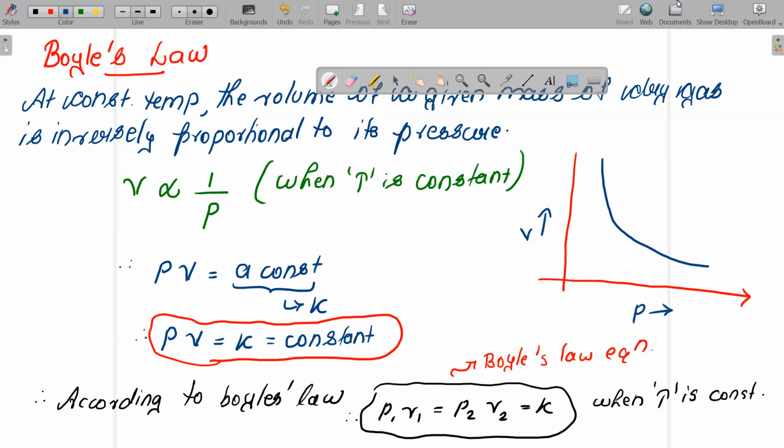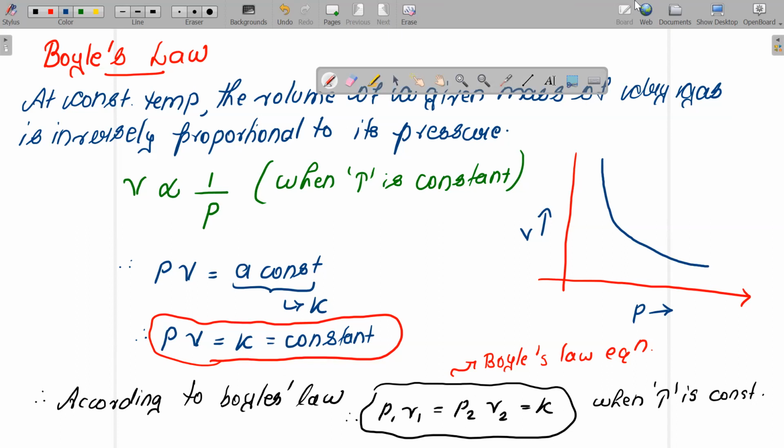volume V2 at pressure P2. Then they are related by using Boyle's law. That is nothing but P1 V1 is equal to P2 V2 is equal to K. Now, another gas is there, you can write P3 V3 also equal to K. Understood what you mean by Boyle's law? Is it okay? So children, listen carefully.